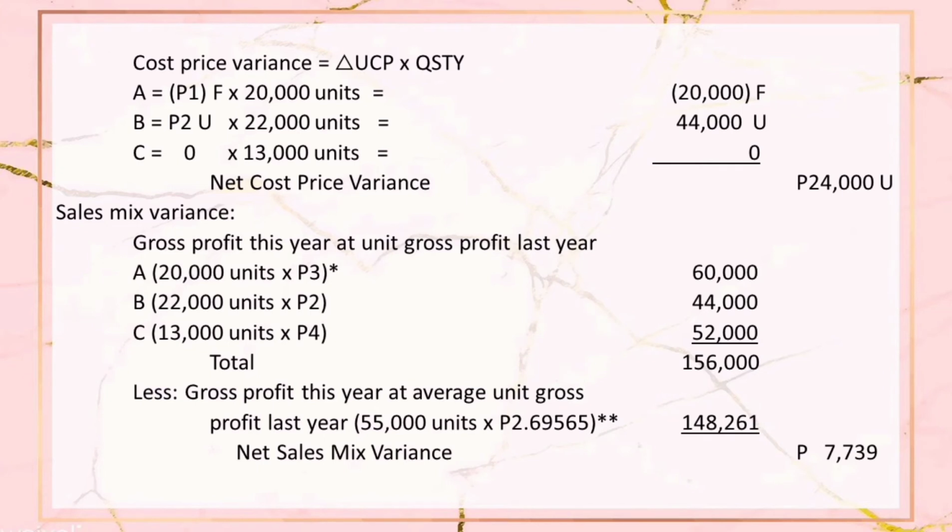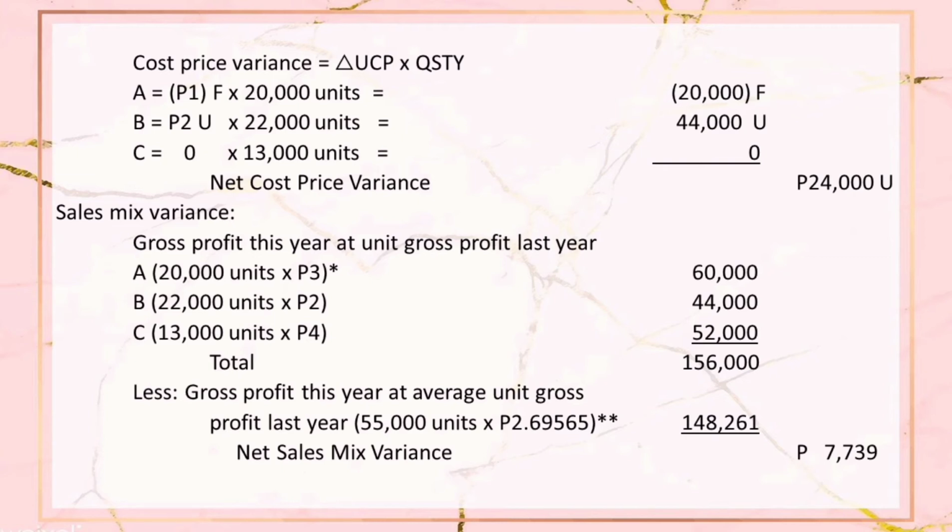So negative 20,000 is favorable since it talks about costs. Then add it with the amount of 44,000. We get a net cost price variance of 24,000. Now we compute the sales mix variance.